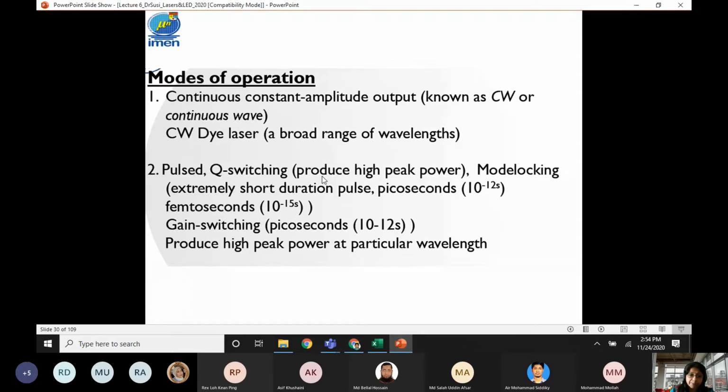And this pulse laser can produce a high peak power because you can also do mode locking. That means you can use extremely short duration pulses, picoseconds. So just imagine it is in picoseconds and the power is very, very high. You can also do it in femtoseconds, 10 to the power of minus 15 seconds. You can also have a gain switching pulse laser, and all these can produce very high peak power at a particular wavelength compared to the continuous wave. So with continuous wave, the amplitude is the same, but these are pulses, like bullets.